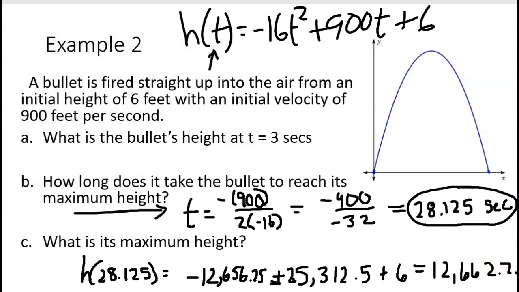And so what this represents is how high the bullet is at 28.125 seconds. And that would be the top spot here. So that's the maximum height.